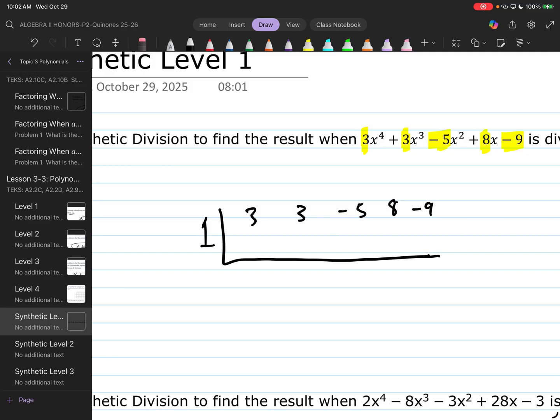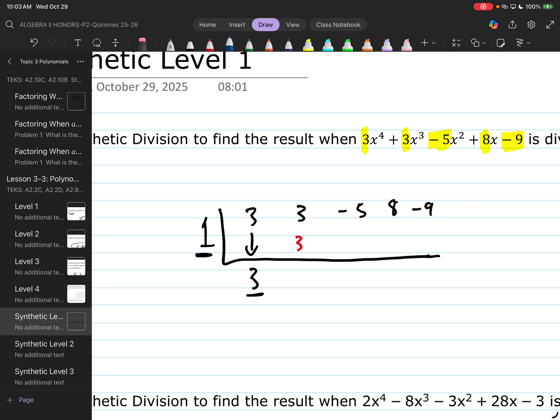So here's what we're going to do. The first term, no matter what it is, even if it's x to the 3 or x to the 2, doesn't matter. You're going to drop it down. We're not going to do anything to it. You're going to bring it down here, underneath that bar. Are we okay? Here's what we're going to do now. We're going to multiply this 1 times that number underneath. What does that give me? 3. So then I'm going to write it over here.